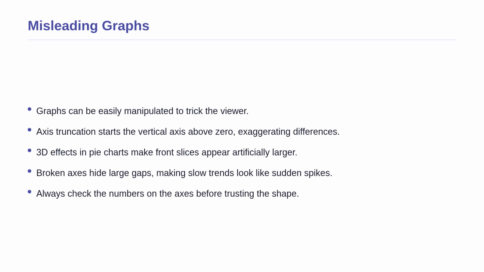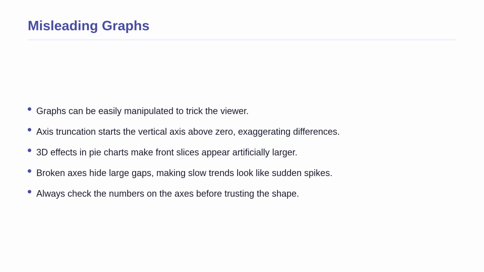While graphs are powerful, this brings us to an important warning. Graphs can easily be manipulated to trick the viewer. One of the most common tricks is axis truncation, where the vertical axis of a bar chart starts at a number greater than 0. This wildly exaggerates tiny differences between bars.